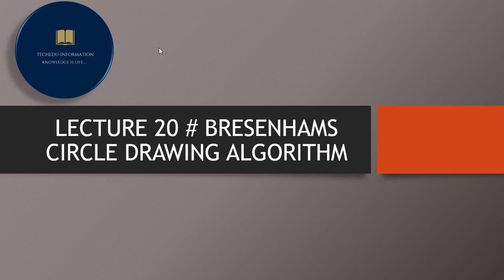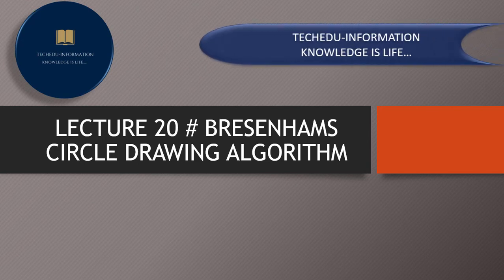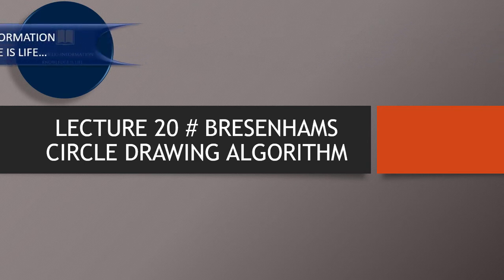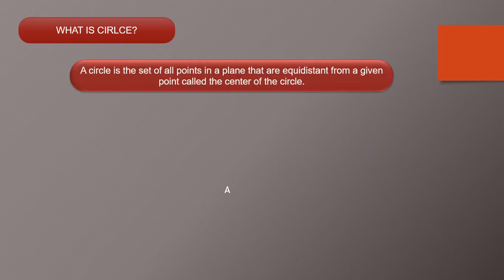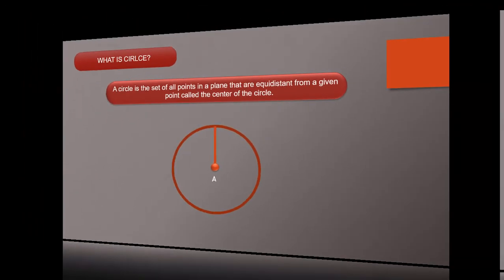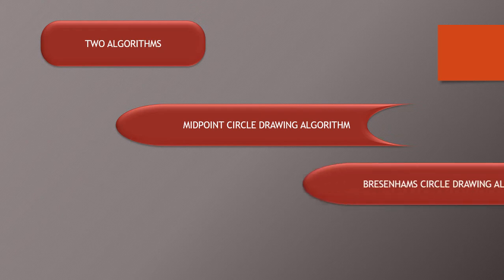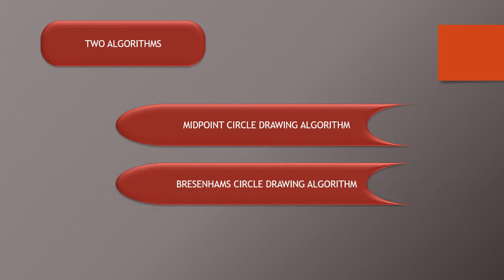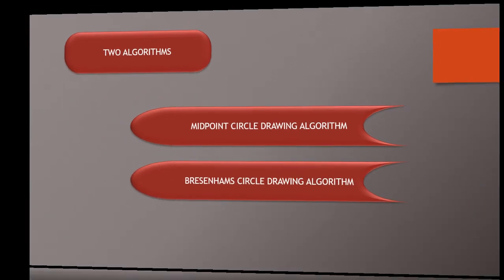In the previous video we saw the midpoint circle drawing algorithm. Now we are going to see the Bresenham circle drawing algorithm. Before starting, let us understand what a circle is. A circle is a set of all points in a plane that are equidistant from a given point called the center of the circle. For drawing a circle there are two algorithms, the midpoint circle drawing algorithm and the Bresenham circle drawing algorithm.